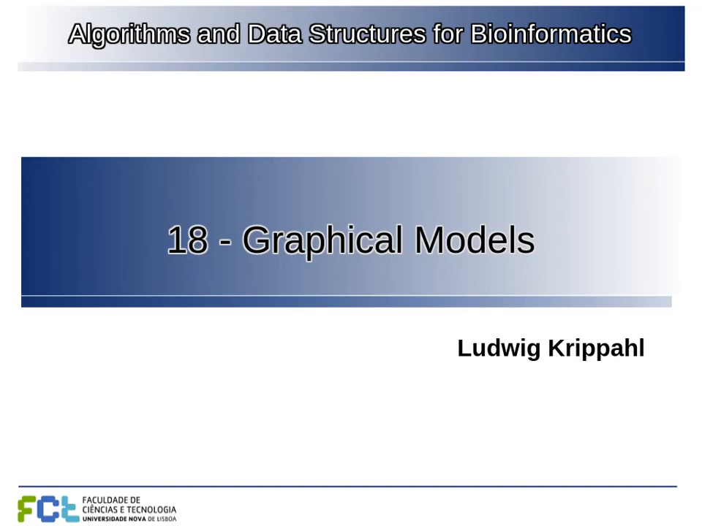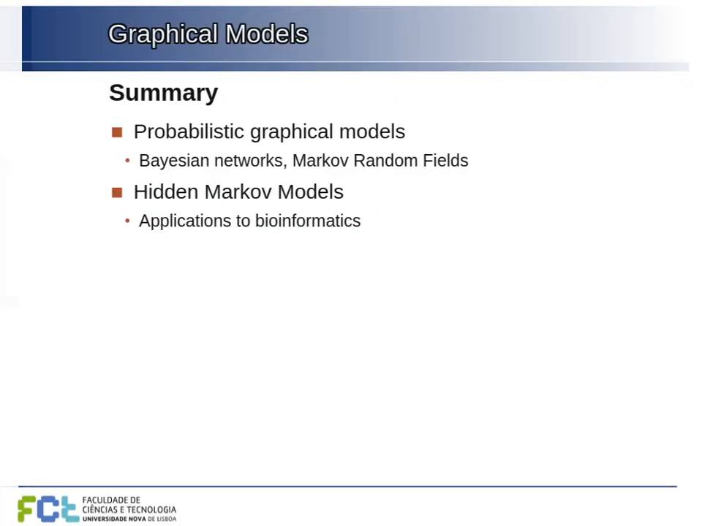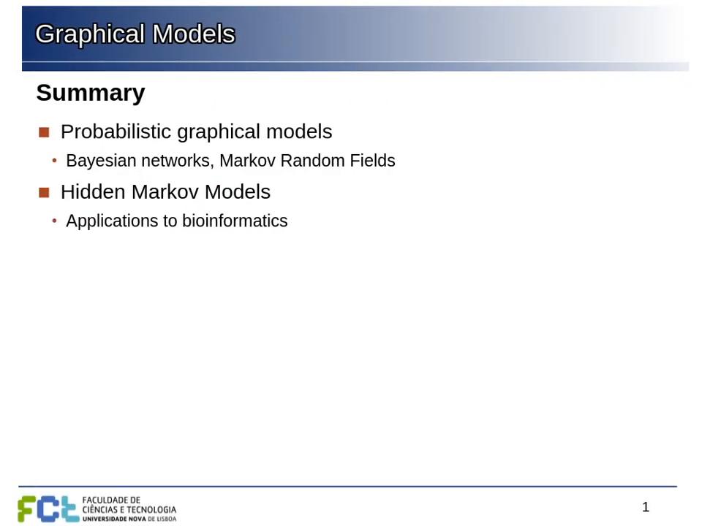In this lecture, we're going to look at graphical probabilistic models. I'm going to give a brief overview in general on these kinds of models, Bayesian networks and Markov random fields, illustrating some examples of application in bioinformatics. But we're going to focus mostly on hidden Markov models because these are very important in bioinformatics, especially in sequence analysis.